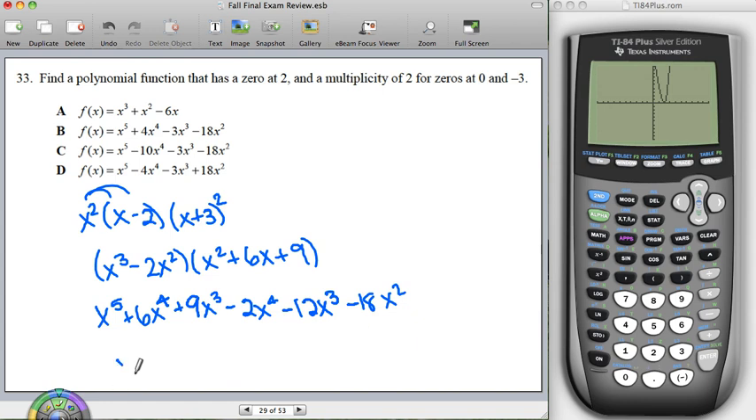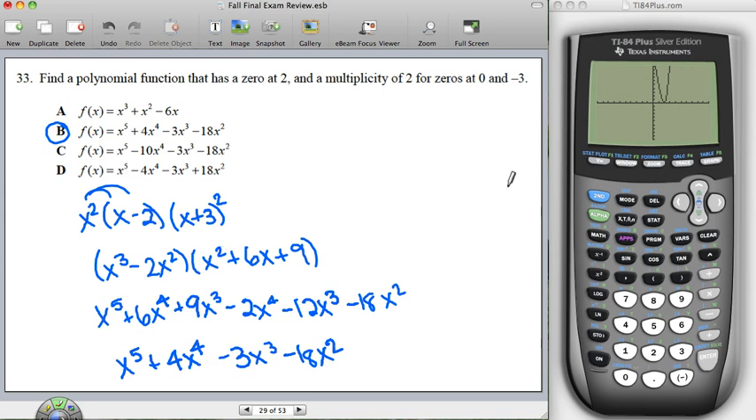Combine my like terms, I have x to the 5th plus 4x to the 4th, minus 3x cubed, and then finally minus 18x squared. My solution is B.